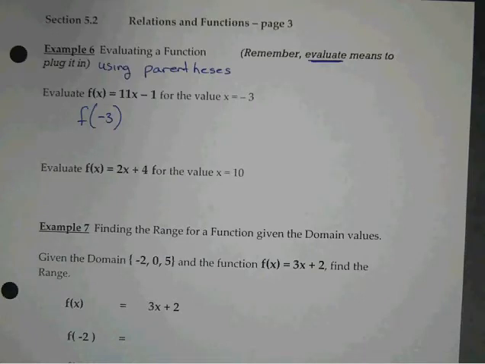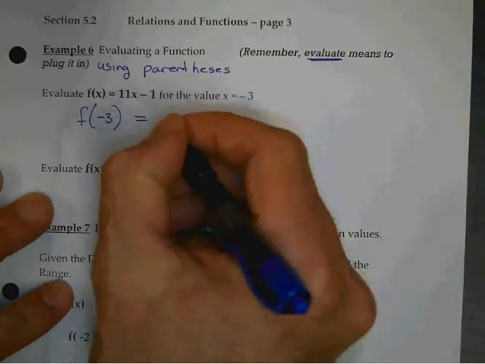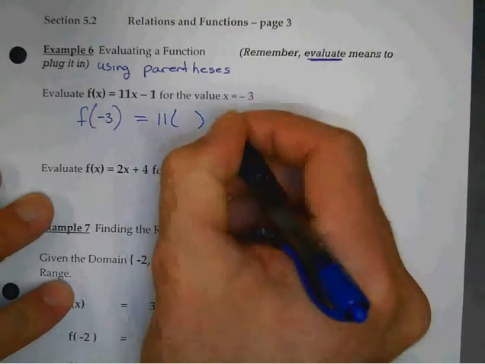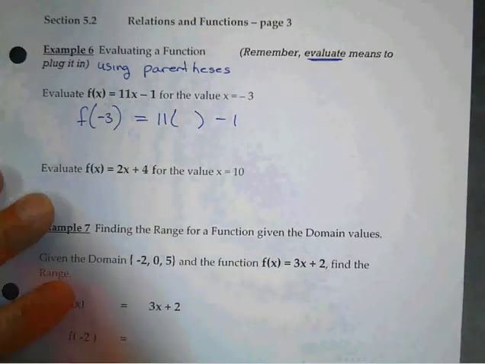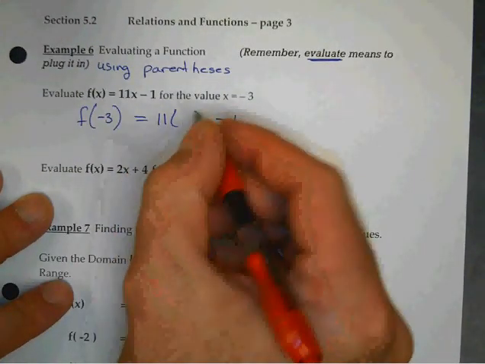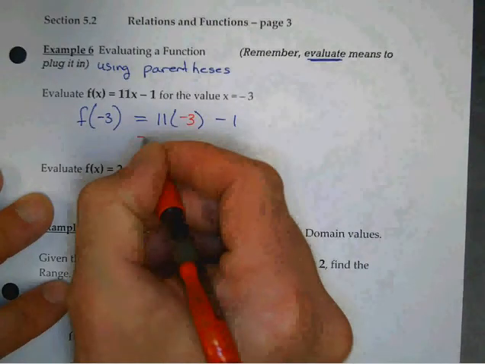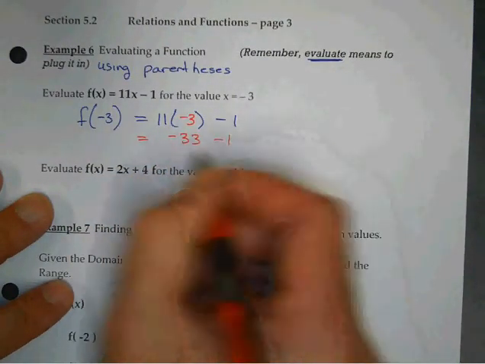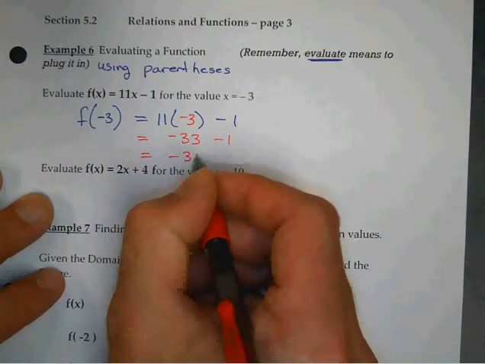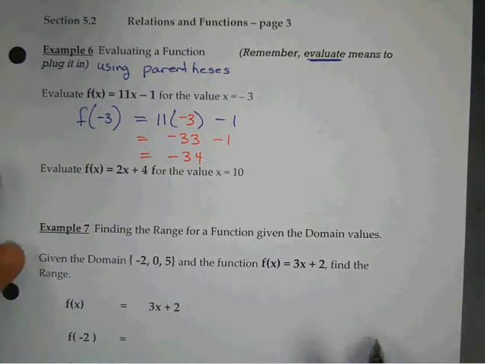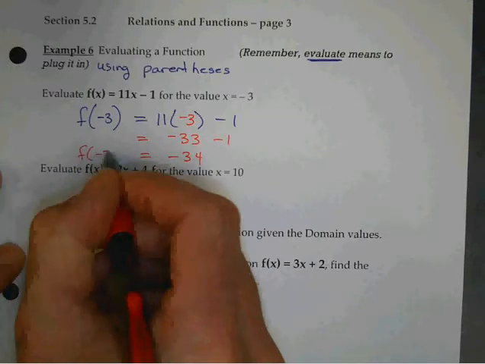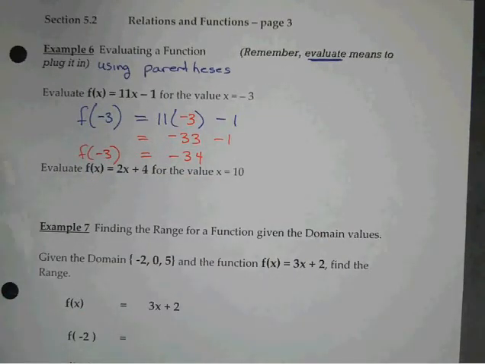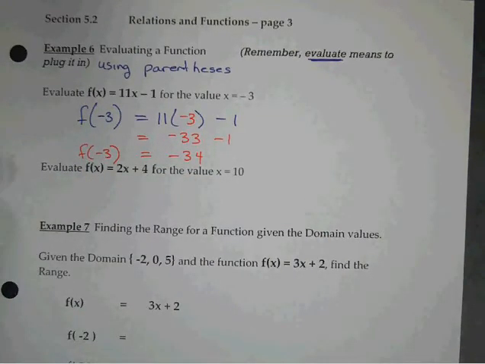And so what we're going to do is take our value, x, and replace it with the parentheses. And I stick in what number in that parentheses? -3. So 11 times -3 is -33 minus 1. So our answer is -34. So when we plug in the value -3 into the function f, we get an answer of -34.